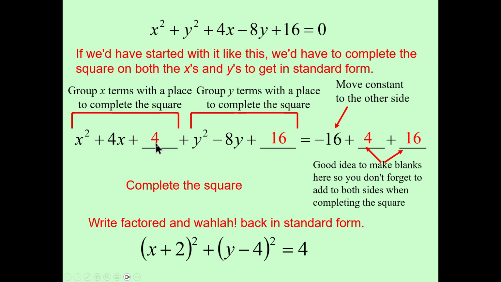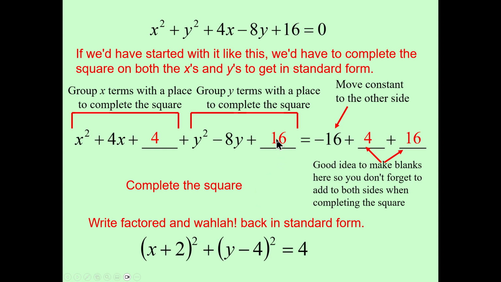So, what two numbers when I multiply give me a 4, but when I add the two factors give me a 4? 2. 2 plus 2 is 4. 2 times 2 is 4. So that's how you would look factored.